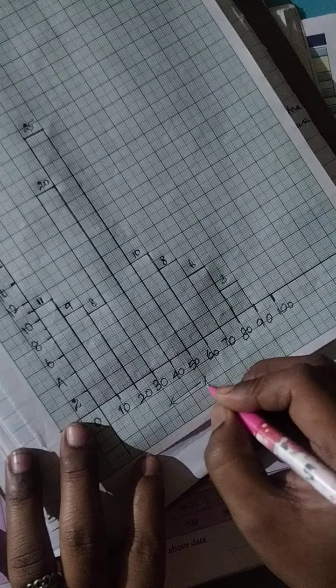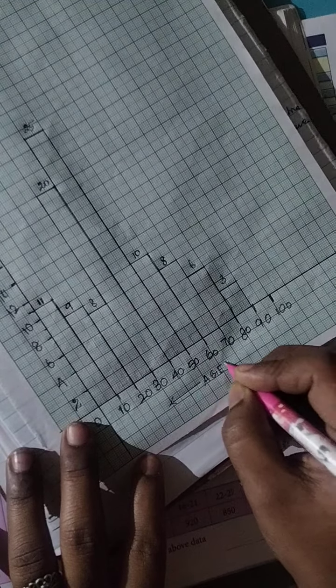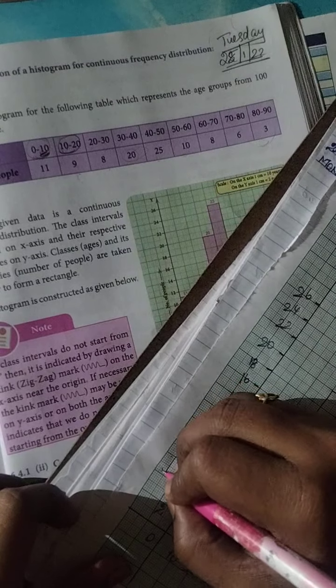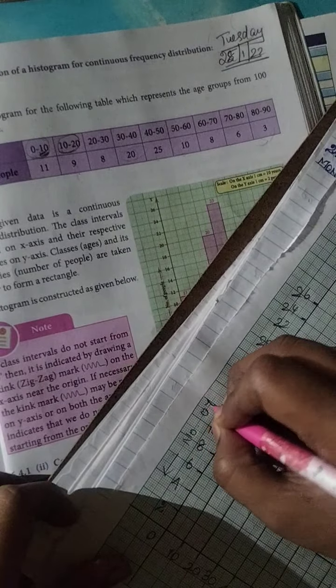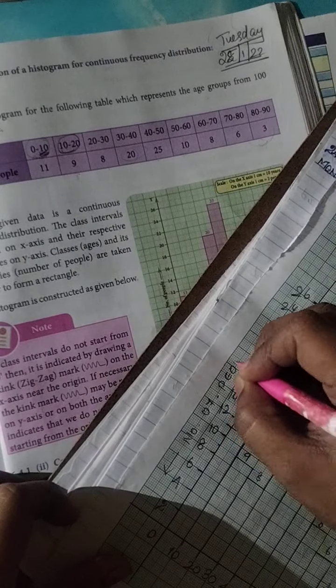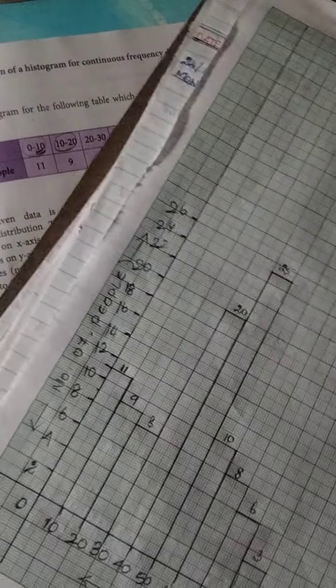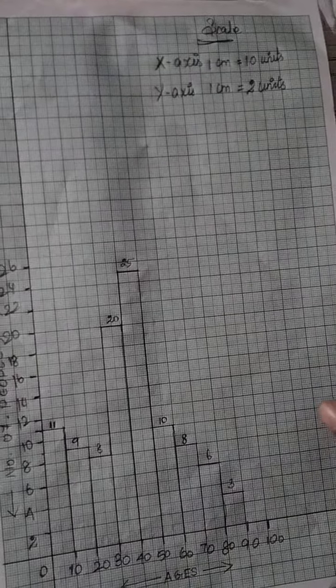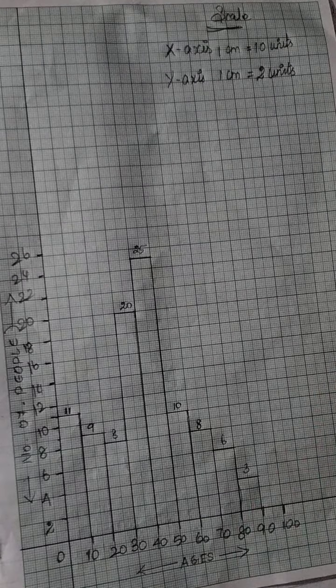So for the x-axis we have completed. Listen, this is the ages of people. We write the ages of people on the x-axis. Then the number of people we write on the y-axis. Understand? So likewise we have to draw the histogram, students. It is very important. Just see this because it will come in your higher classes.